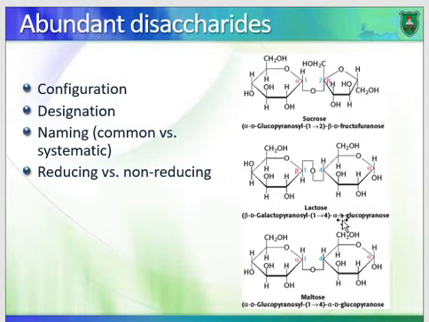The second example of disaccharides is lactose. Lactose is made of galactose first and then glucose. So this is the galactose, the first one. Look, the OH is upwards, so it's a beta one, whereas the glucose is an alpha.